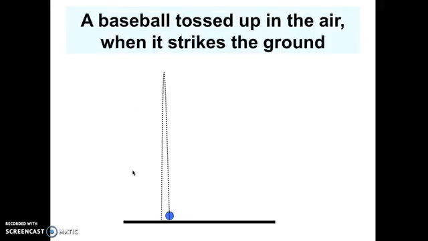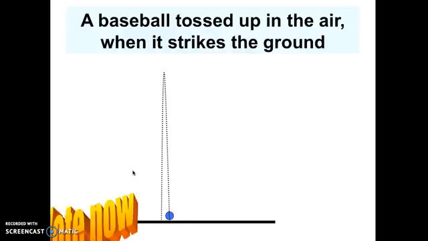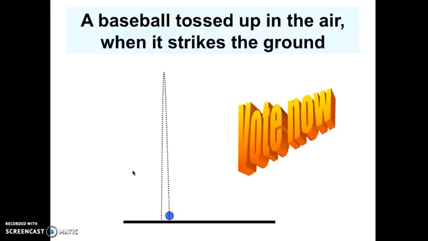Now, I'd like you to vote on this one. This is the baseball when it actually strikes the ground after being hit. What do you think will happen to the resultant force, the velocity, and the acceleration?